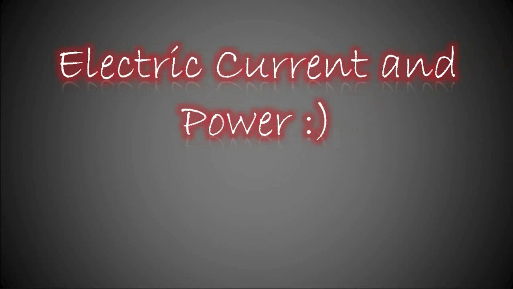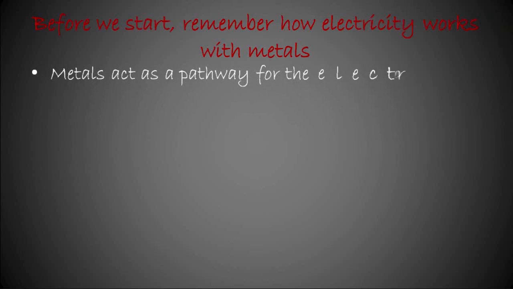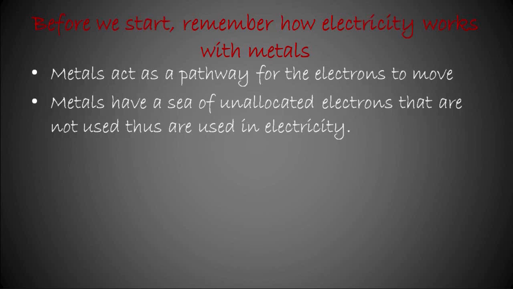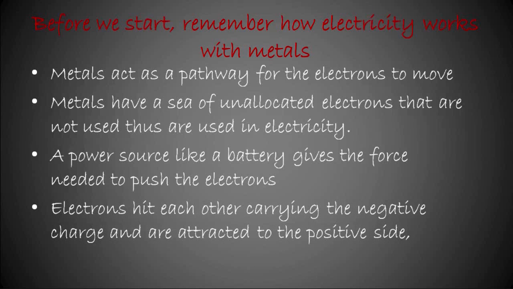Electrical currents and power. Before we get started, remember how electricity works with metals. Metals act as a pathway for electrons to move. Metals have a sea of unallocated electrons that are not used, thus are used in electricity. A power source like a battery gives the force needed to push the electrons. Electrons hit each other, carrying the negative charge, and are not attached to the positive side. A bit like a magnet.